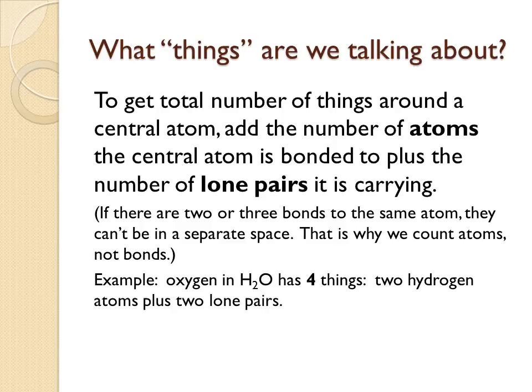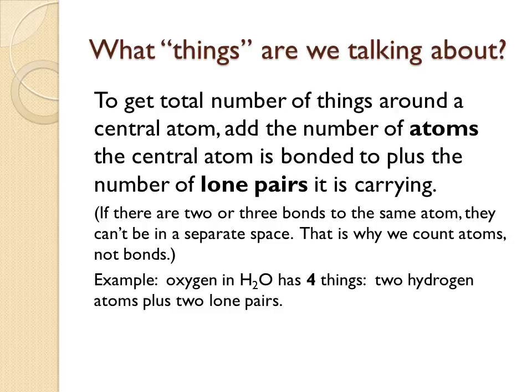So what things are we talking about? What would the central atom need to be holding and making space for? The total number of things is the number of atoms that the central atom is bonded to, plus the number of lone pairs it's carrying. Because the bonds to the atoms are made out of electrons, and the lone pairs are made out of electrons. Electrons don't like to be near each other, so they get as far away as they can from each other.